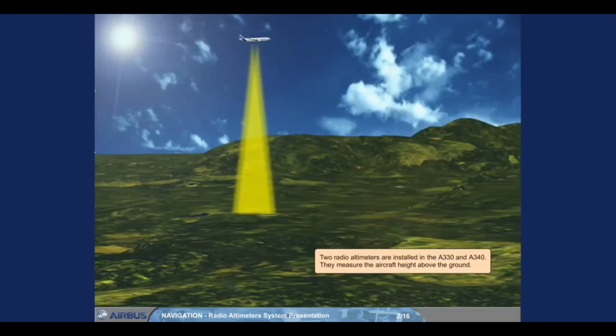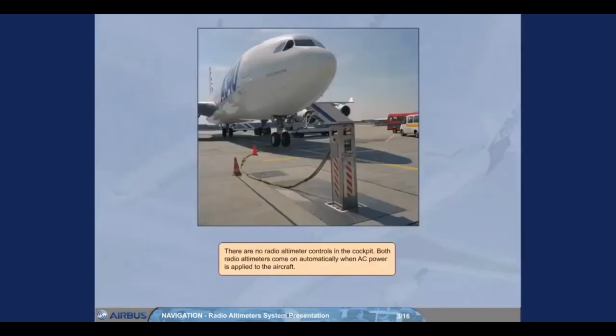Two radio altimeters are installed in the A330 and A340. They measure the aircraft height above the ground. There are no radio altimeter controls in the cockpit. Both radio altimeters come on automatically when AC power is applied to the aircraft.